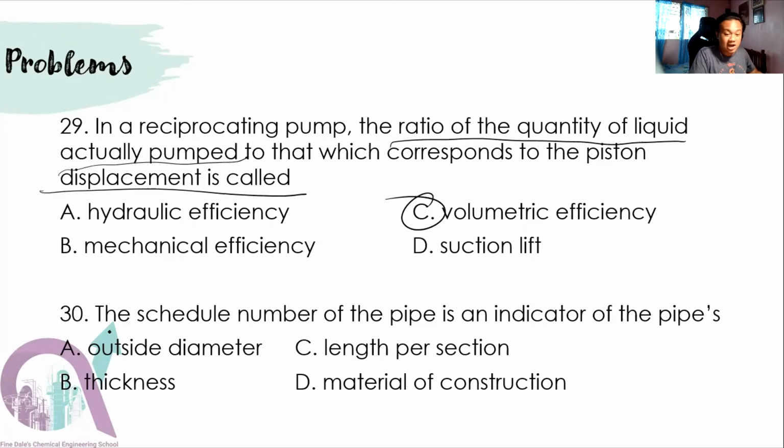So number 30, the schedule number is an indicator of the pipe's thickness. If you check the Perry's table 10-22, you'll find it there. It is really a function of thickness. So the greater the schedule number, the thicker the pipe.